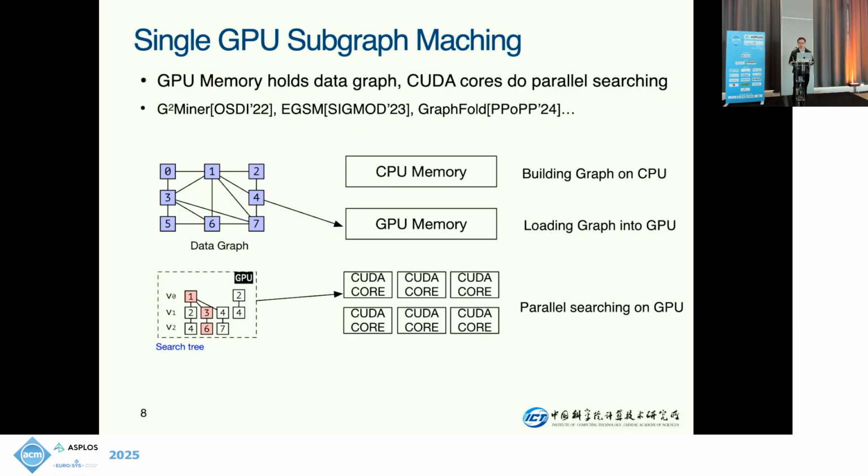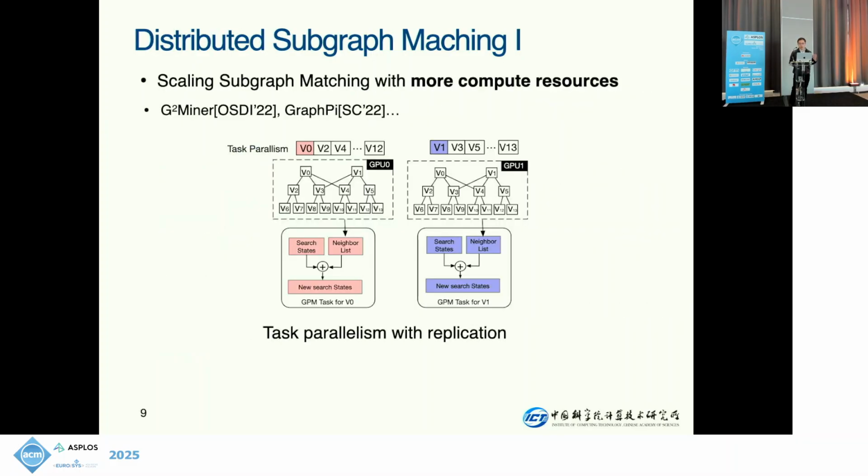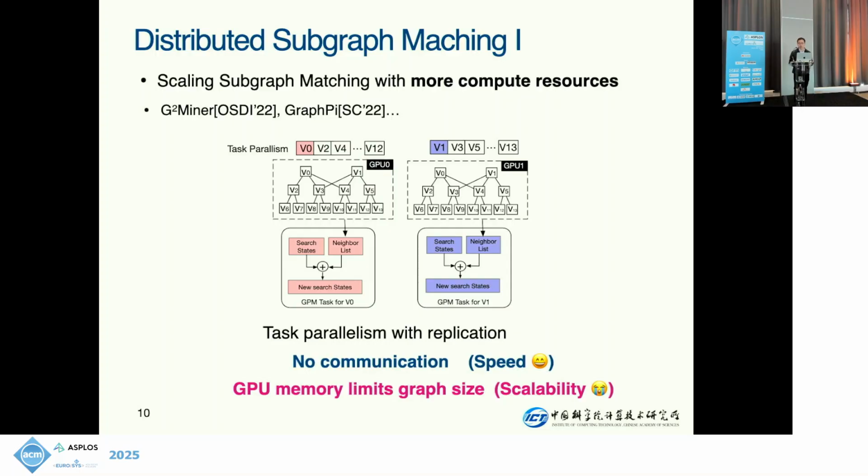If you use a single GPU to accelerate subgraph matching, the usual approach is to load the entire graph into the GPU global memory and then use the CUDA cores to do parallel searching. On multi-GPU platforms, some works try to scale subgraph matching with more compute resources. That is, each GPU maintains the entire graph data and performs task parallelism. This approach can achieve high performance without communication, but single GPU memory limits the graph size, showing poor scalability.